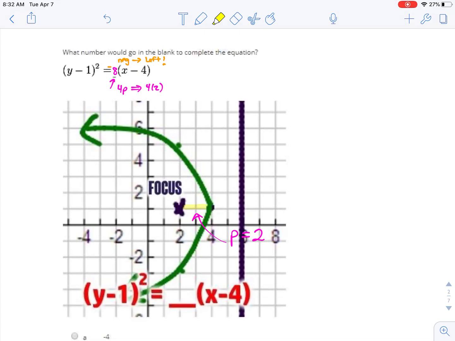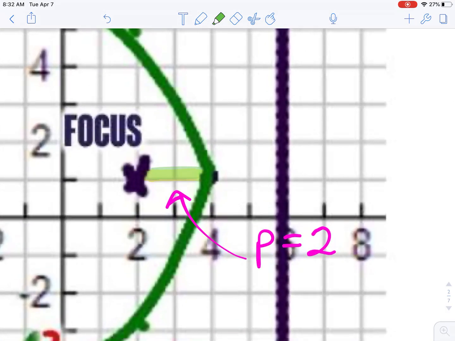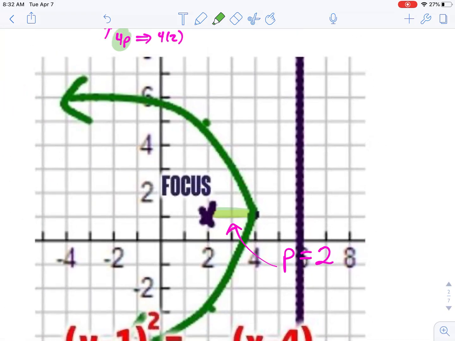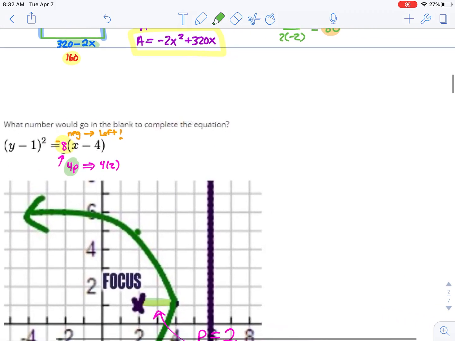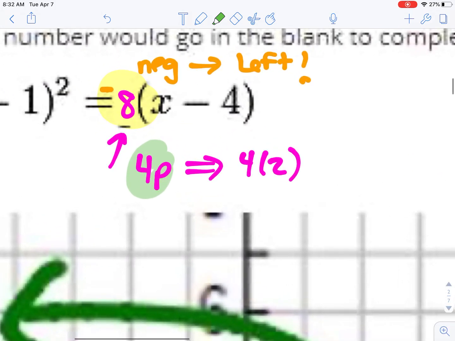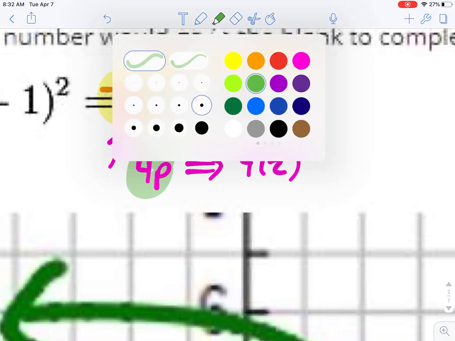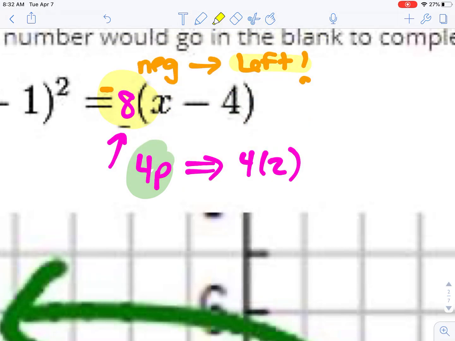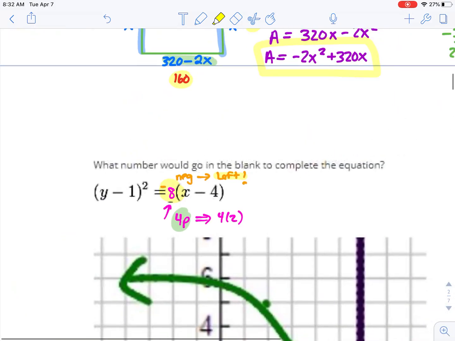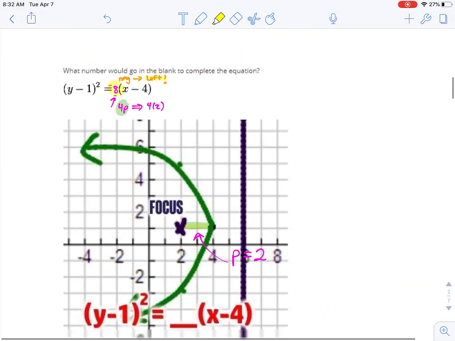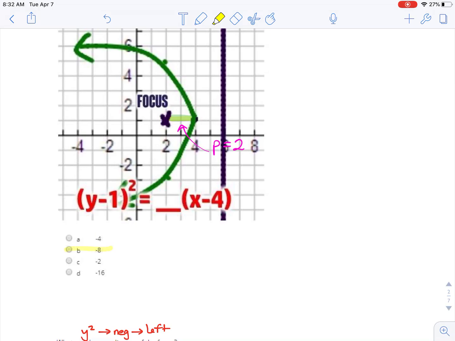For this next one, they want to know what's going in the blank. What goes in the blank is our 4p. Well, what is p? P is the distance from our focus to our vertex. If our p-value is 2, plugging in, we just do 4 times 2, which is 8. But did you catch that it was opening to the left? And when it opens to the left, we need to put in the negative sign. So -8.